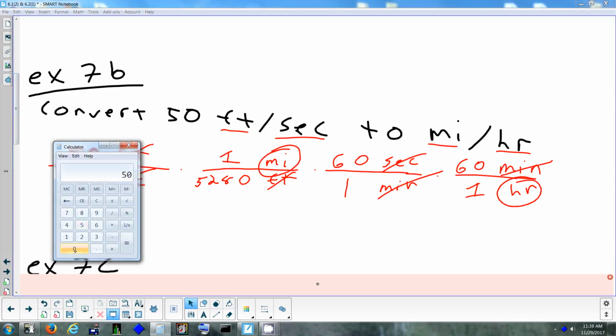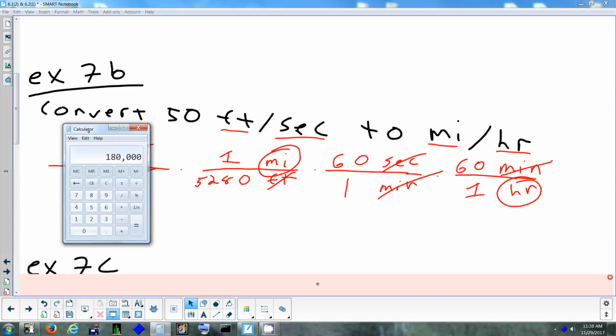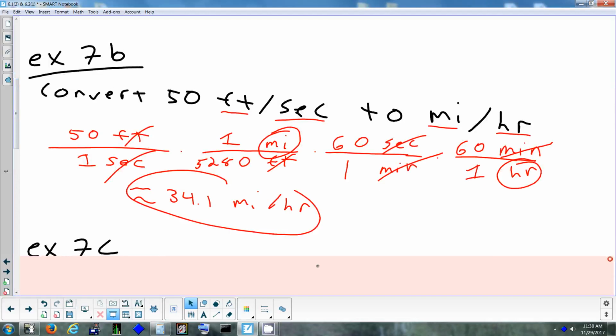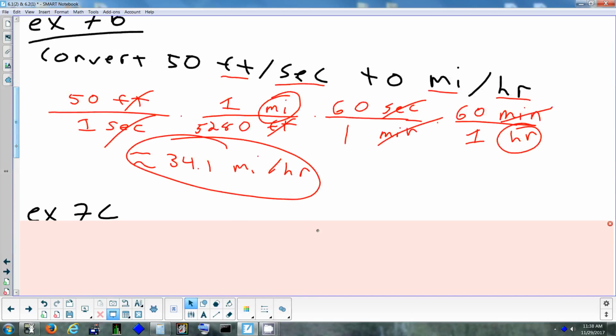We've got 50 times 3,600. That's 60 times 60. Divide by 5,280. So if you're going about 34.1 MPH, you multiply 50 times 60 times 60 divided by 5,280. Yep. Alright. So if you're traveling 34.1 miles per hour, you're traveling 50 feet every second. Any questions on that one?